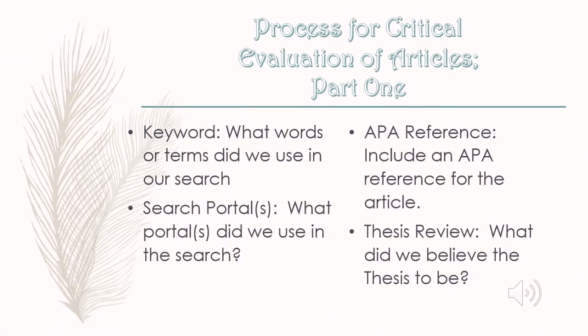In the critical evaluation of some of our articles, we use the following to help guide our review. Keywords directed our searches to relevant content. Search portals gave us access to indexes and content. APA references helped us recognize sources, and a review of an article's thesis concept led our awareness of the content.